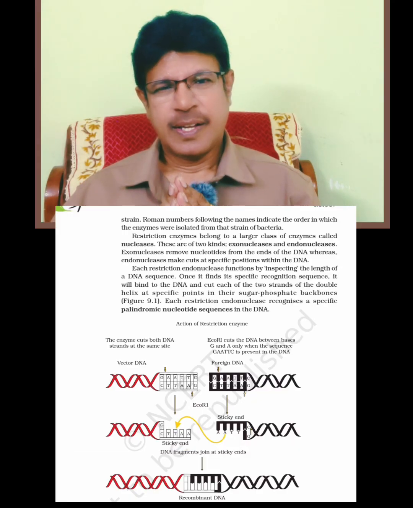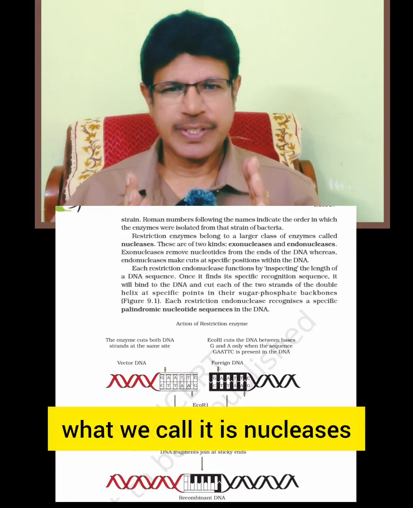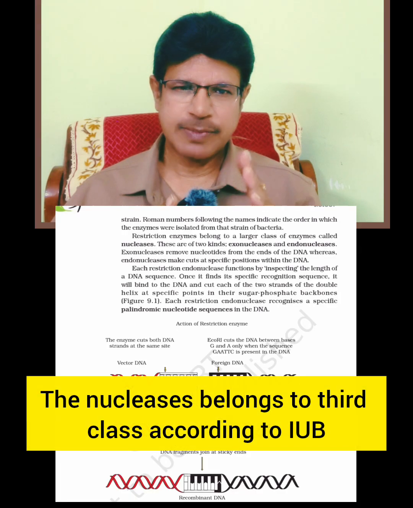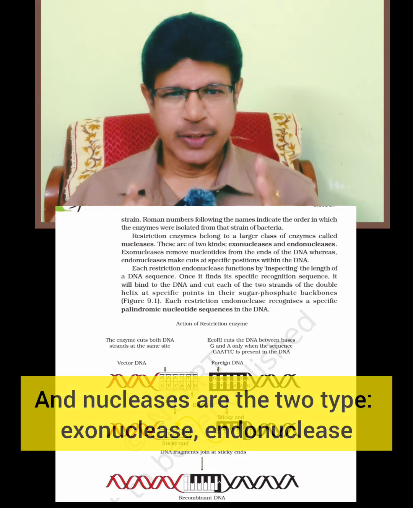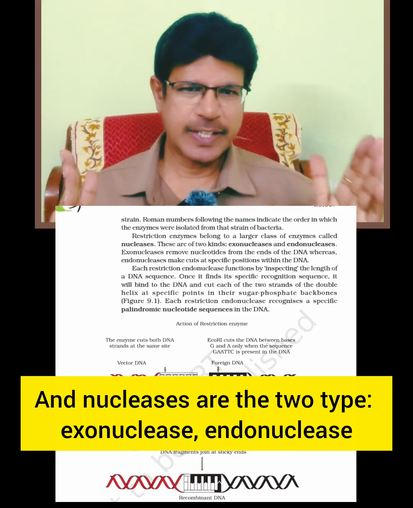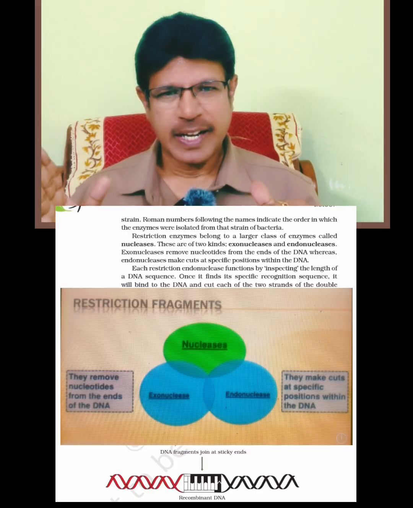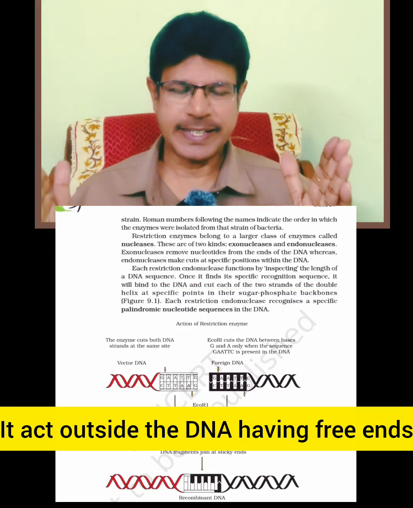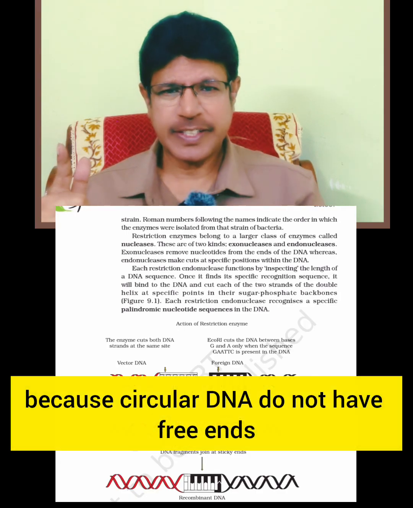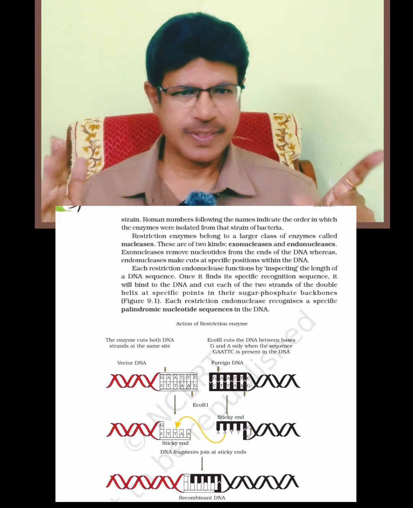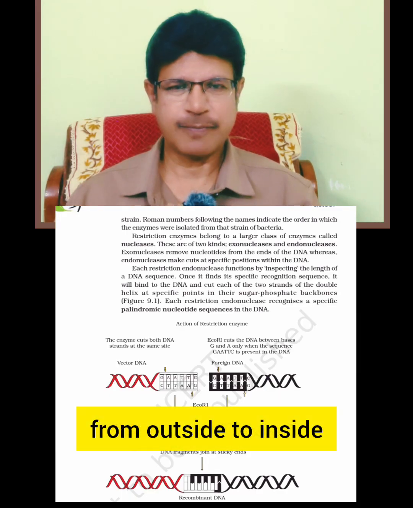Next, the restriction endonucleases belong to a large class of enzymes which we call nucleases. The nucleases belong to the third class according to IUB, that is hydrolases. And nucleases are of two types, exonuclease and endonuclease. Exonuclease, the word itself conveys its meaning. It acts from outside the DNA, having free ends. Exonuclease does not act on circular DNA because circular DNA does not have free ends. Exonuclease cleaves the DNA into fragments from outside to inside.